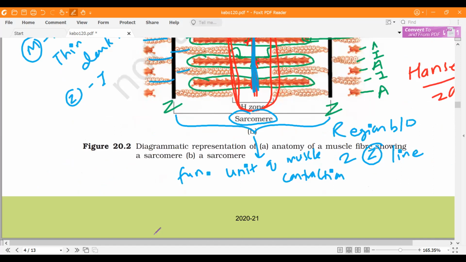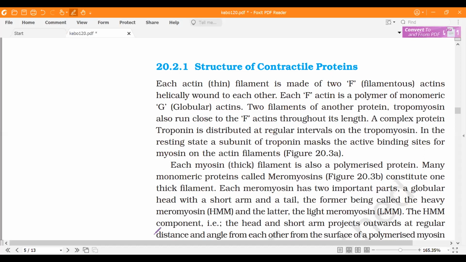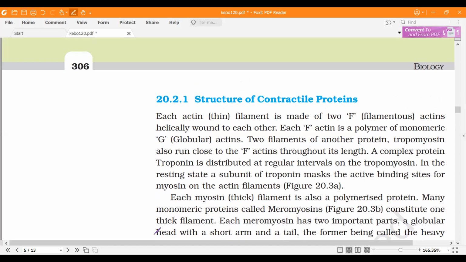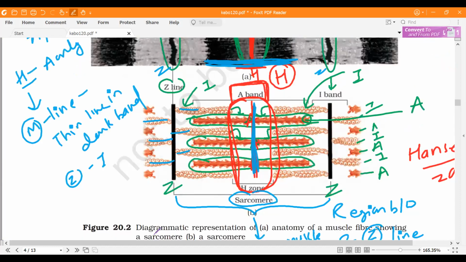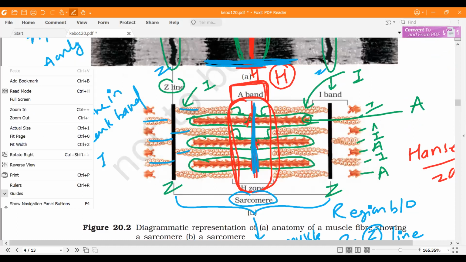Sir, why are the bands called isotropic and anisotropic? It is mainly based on a physics phenomenon. When you incident light rays on the A band, it is a dark band, so it will not allow most of the light to pass through. It will be sort of an opaque object, so it is termed anisotropic.